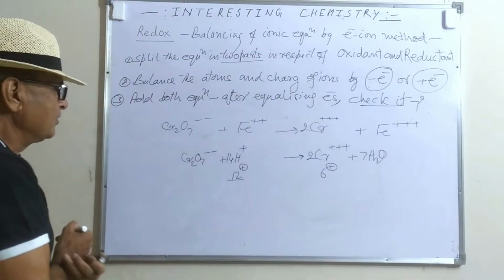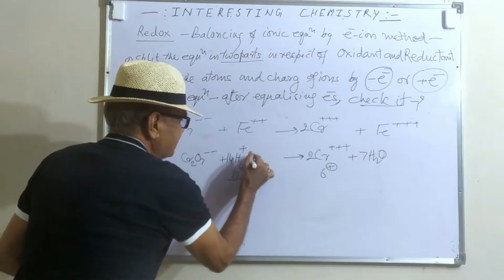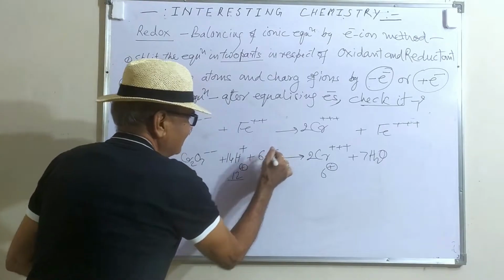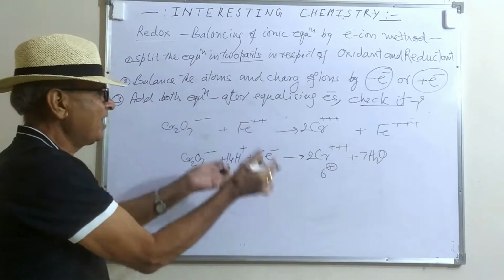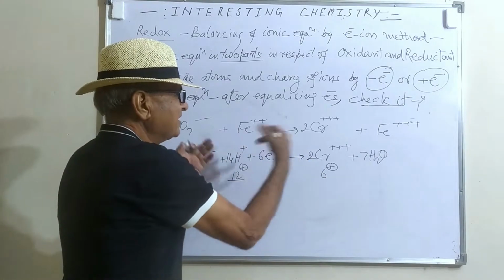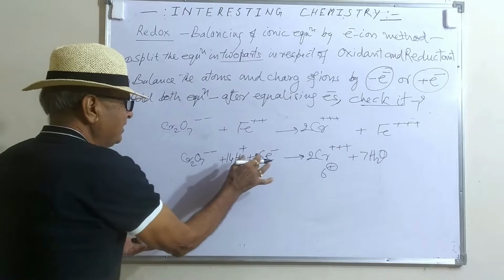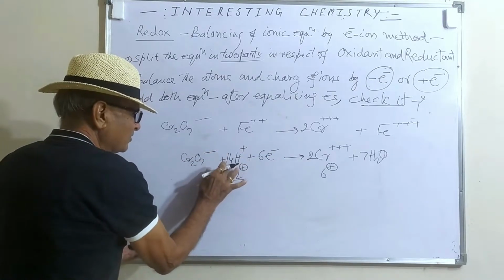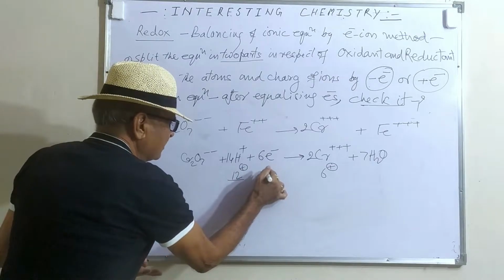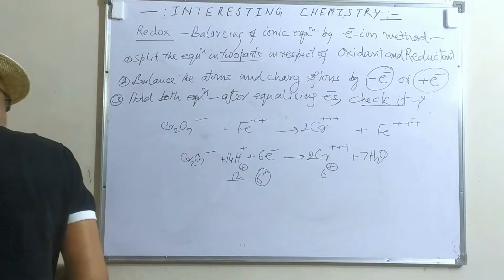So neutralize 6 by adding 6 electrons. By adding 6 electrons, the charge of both sides, reactants and products, will be equalized. So here 6 negative, 2 negative, 8 negative, 6 positive, and here 6 positive. So it is a balanced equation.